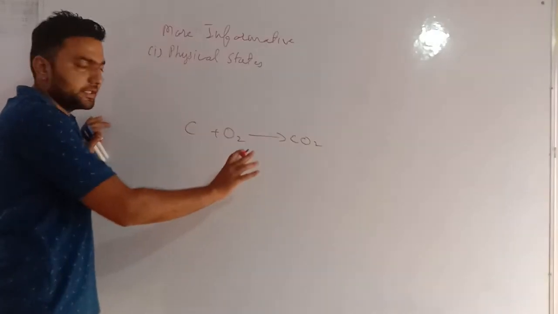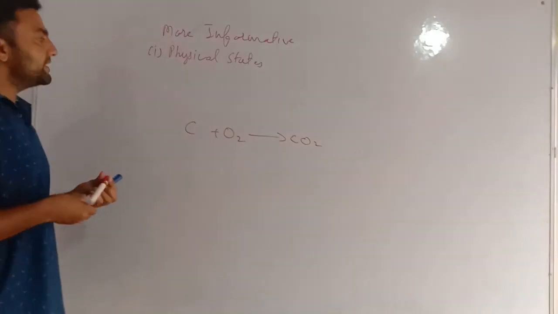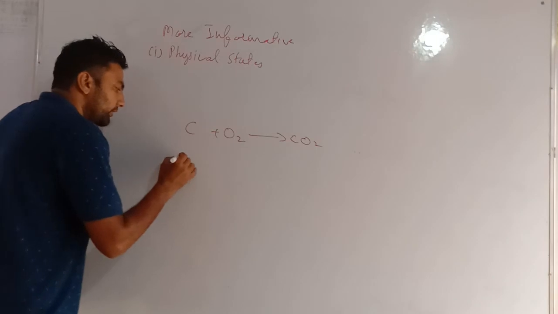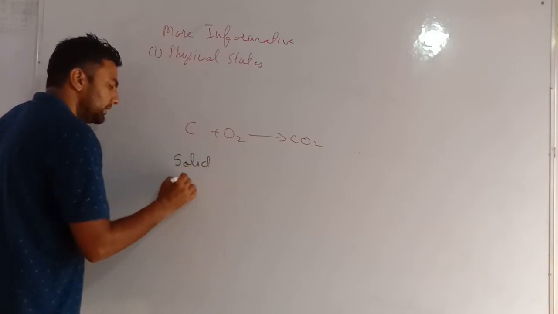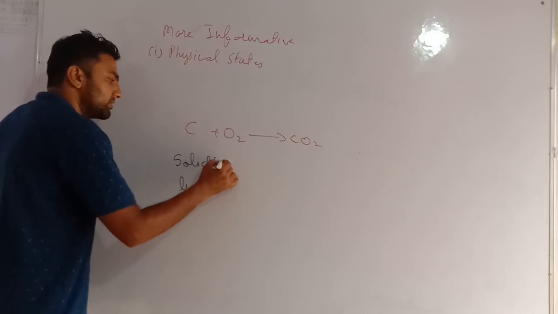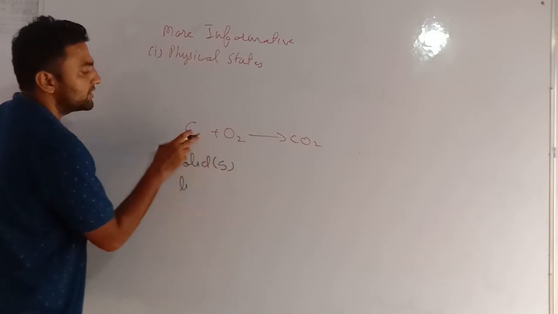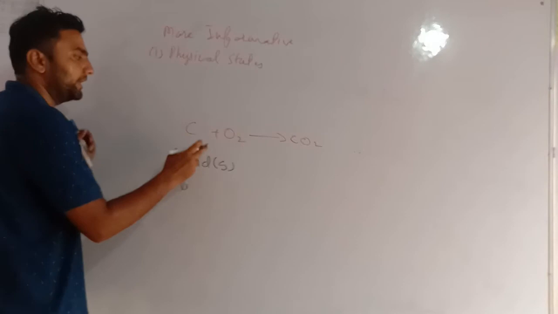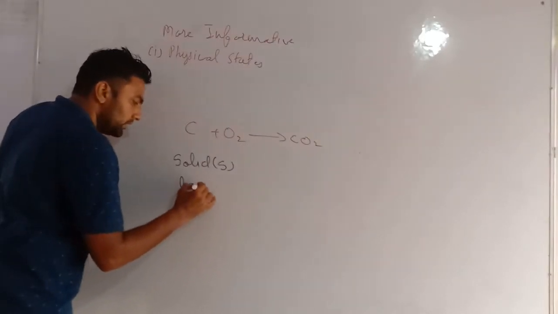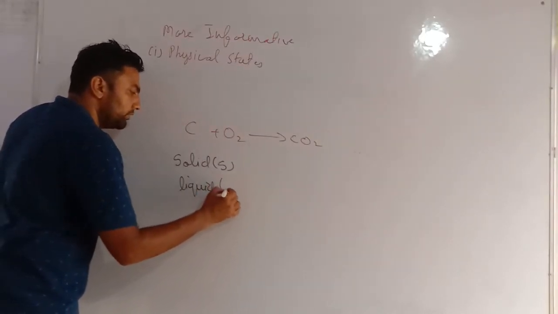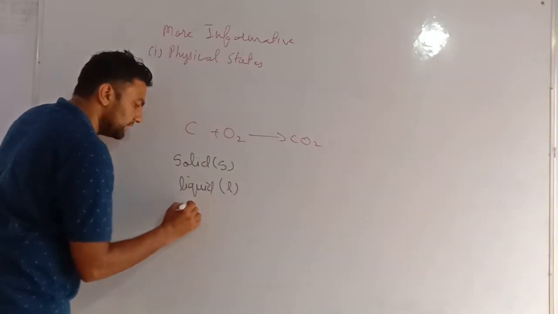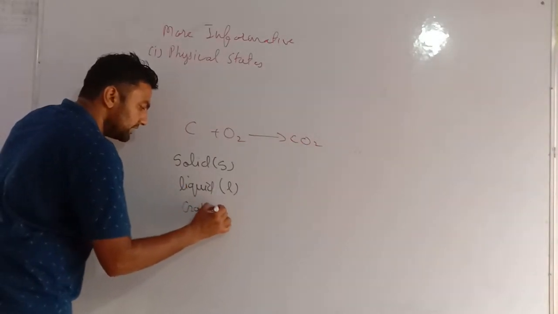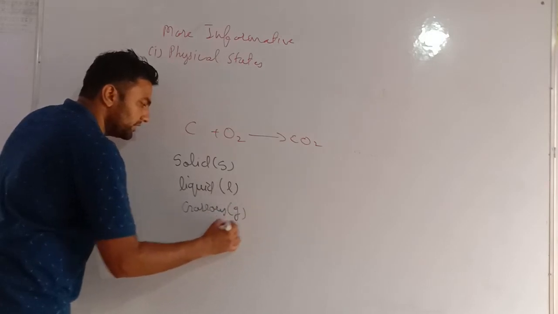Yes, this is a chemical reaction. I need to mention the physical states, whether the material I am using or getting is solid. If it is in solid form, I will write a small s to indicate it. If it is in liquid form, you need to use the letter l. And if it is in gaseous form, you need to write g.